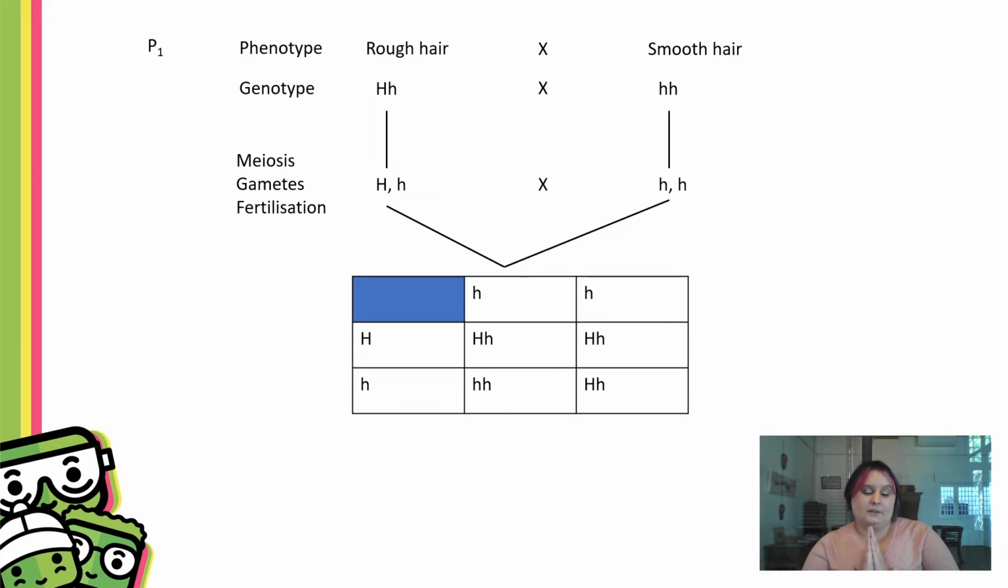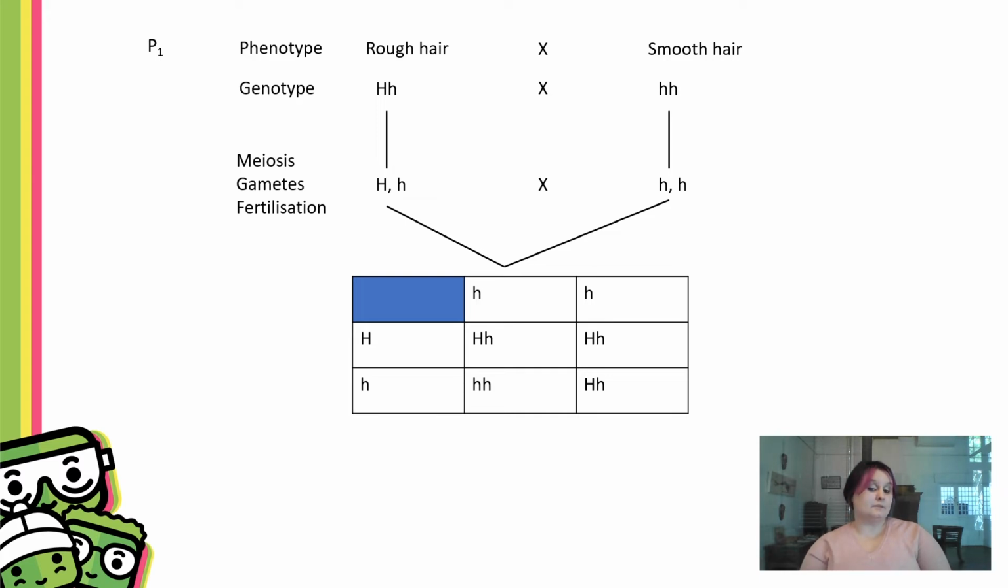The top left-hand side block we cross out because we're not going to write anything there. Then in the left-hand column, we are going to write the alleles for the one parent. So in this case, the gamete options for this parent are a capital H, dominant allele, or a small letter h. And then across the top row of this table, we are going to write the 2 gamete options for the other parent, which in this case are small letter h and small letter h.